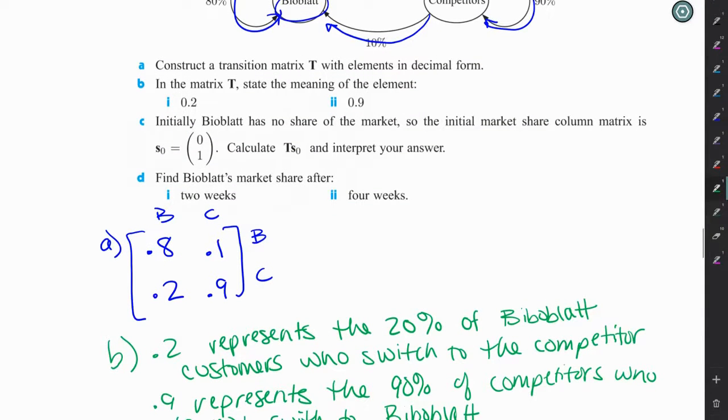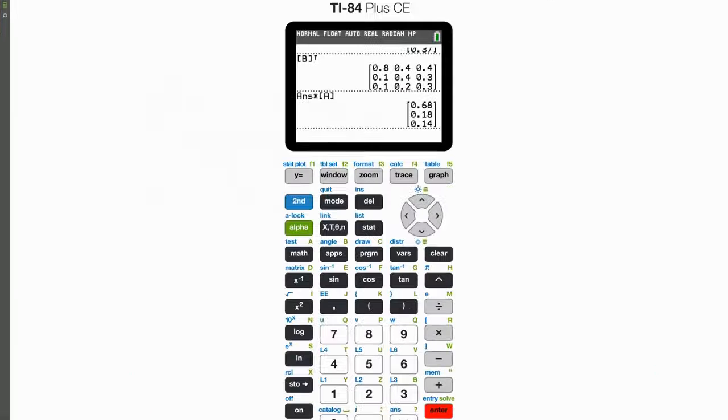C. Initially, Bibelblatt has no share of the market. So the initial market share column matrix S sub 0 is 0, 1. Calculate T times S sub 0 and interpret your answer. So let's go ahead and just drop this in our calculator quickly.